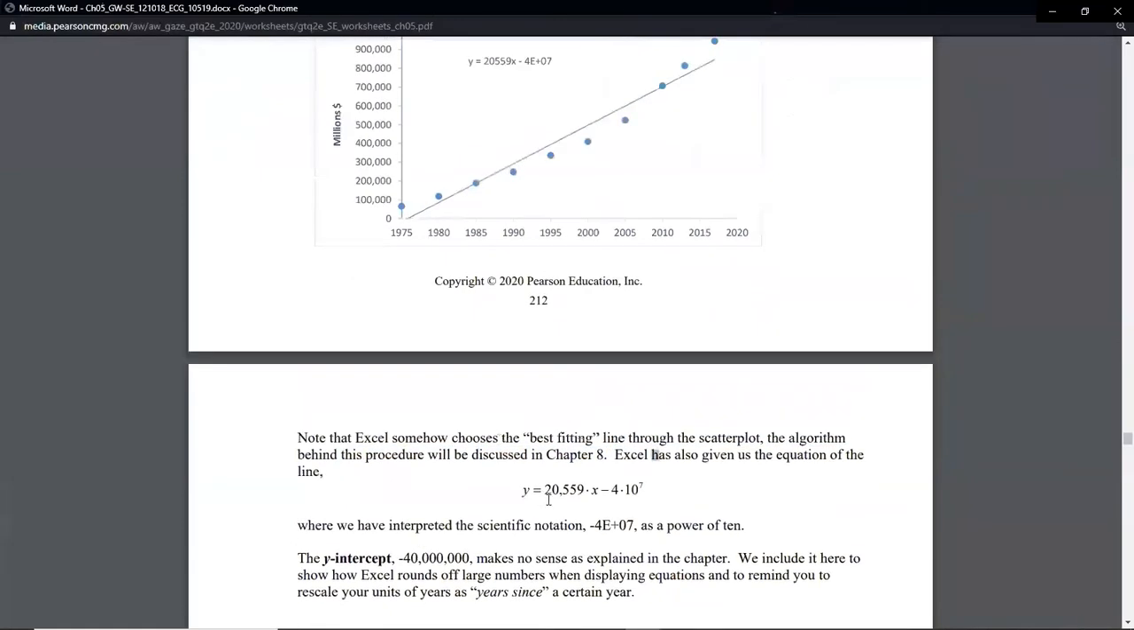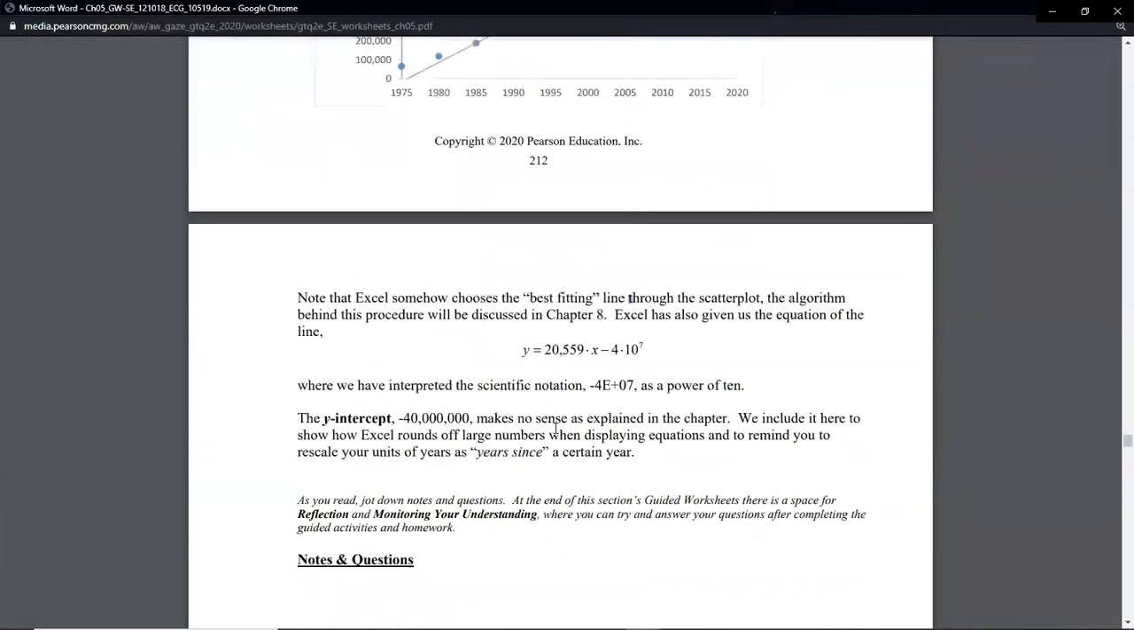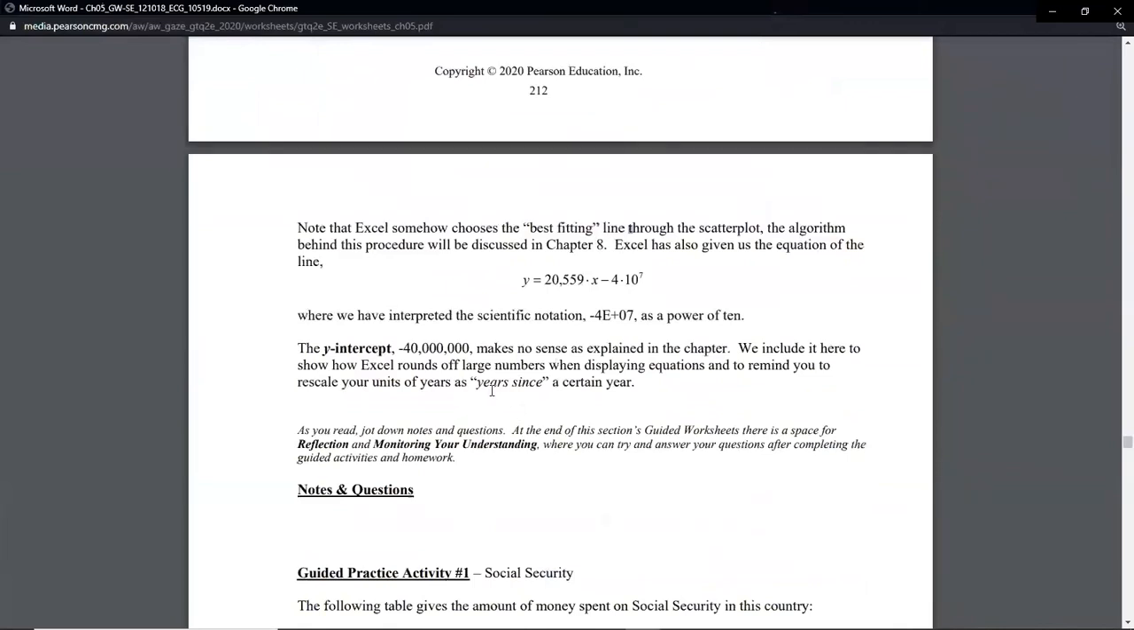So Excel manages to come up with this equation, and I showed you how to get this equation last time. So if you don't remember how to put that in an Excel chart, then go back and watch last class's video. That's the beauty of these recordings. I don't have to always repeat myself. So we have our slope and our y-intercept.